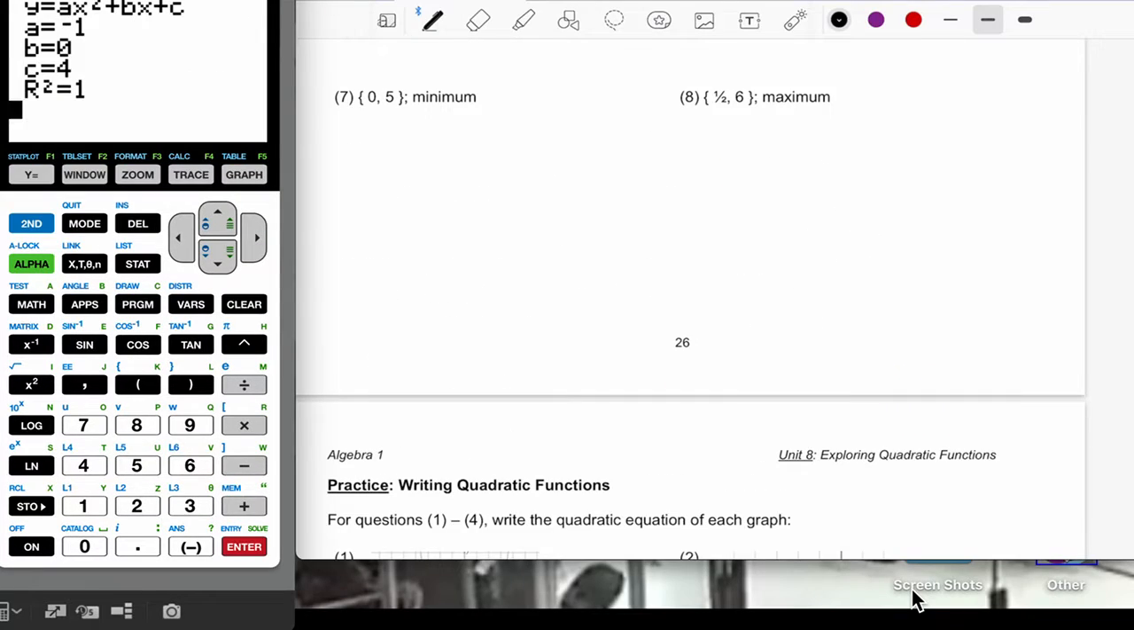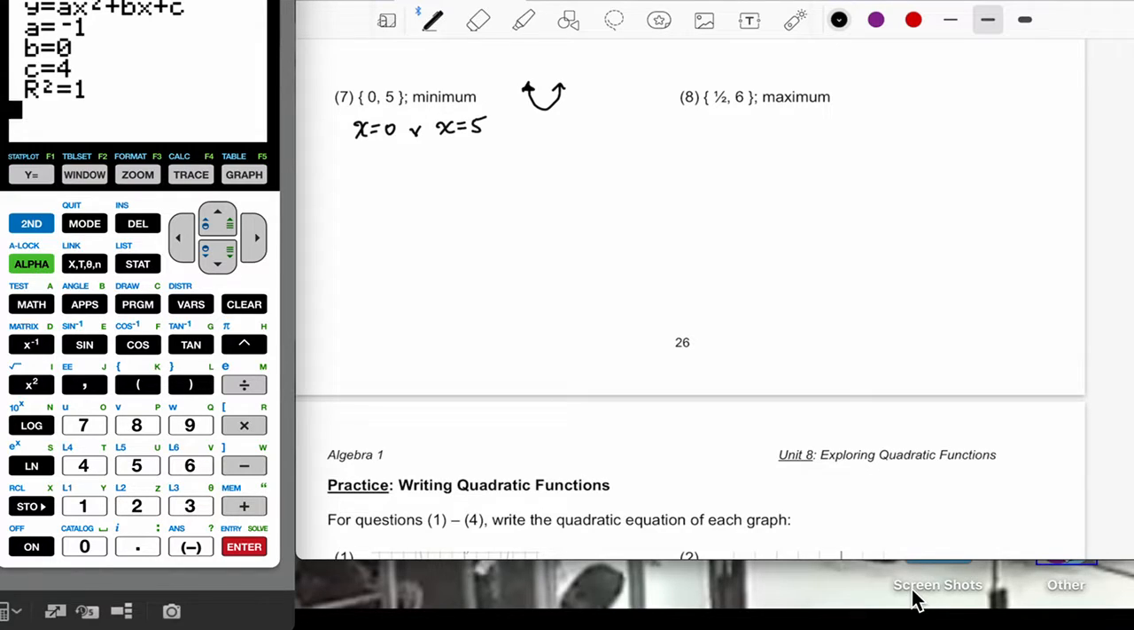Telling us in which direction a parabola is opening indirectly. They tell us that the roots are x is equal to 0, x is equal to 5, and it has a minimum vertex. All right, minimum vertex means the parabola opens upwards.